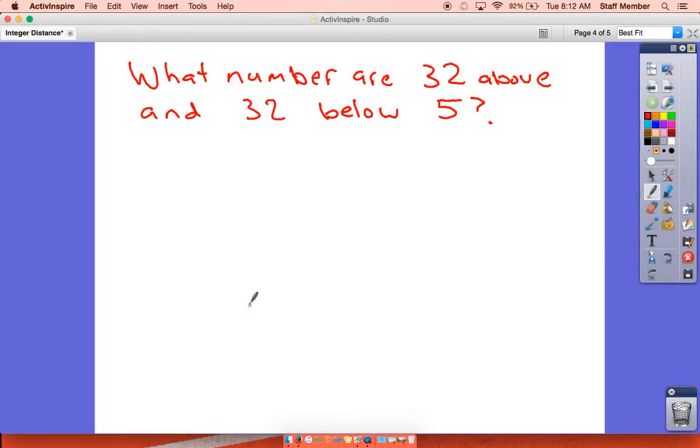Now this is a little different. It's what number is 32 above and 32 below 5. So that means we have a starting point of 5. And I want to know what number is 32 this way, which would be going more into the positives, and 32 going this way, which would be eventually getting into the negatives. So let's see where we end up at.